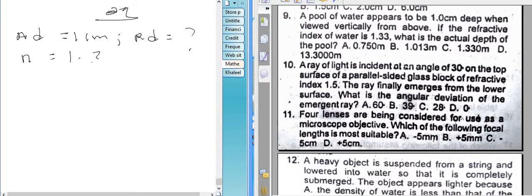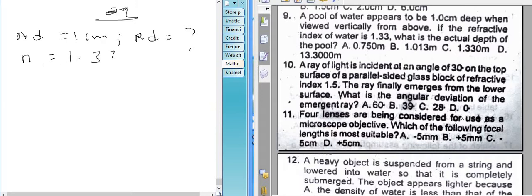So question 9, we have the apparent depth. The apparent depth is given, which is 1 centimeter. And the real depth is what we are looking for. The refractive index of water is 1.33.